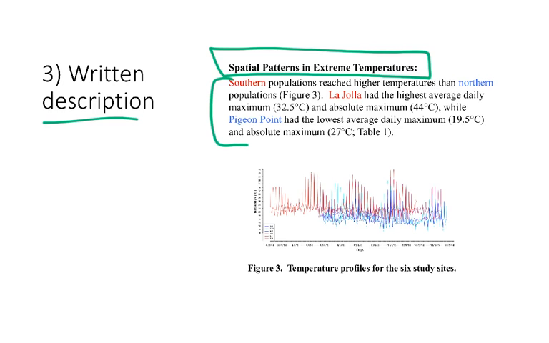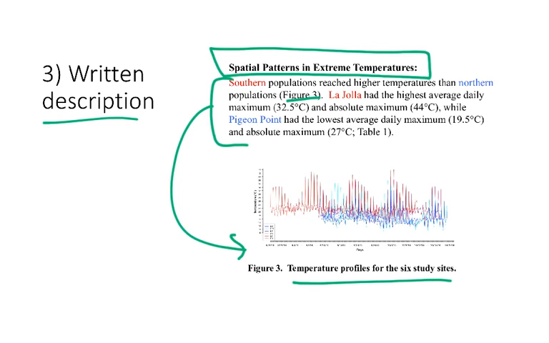Again, note in the written description, you're describing your results and you're also referencing the figures and tables relevant to whatever you're describing. So here, this first sentence, for example, says southern populations reached higher temperatures than northern populations, in parentheses, figure 3. That's shown right here. So that claim that you've made in the written description is supported by this figure 3 that's showing the temperature profiles for the 6 study sites.